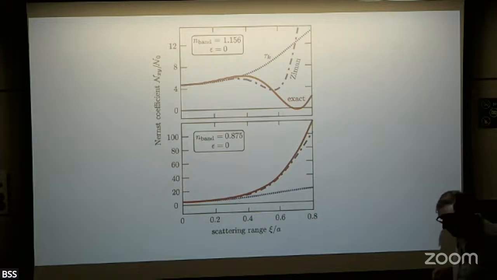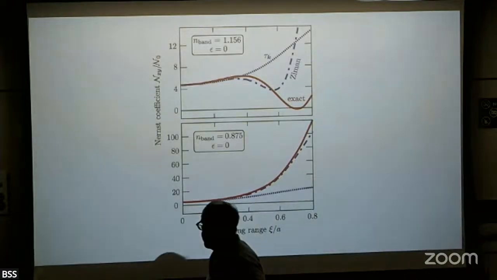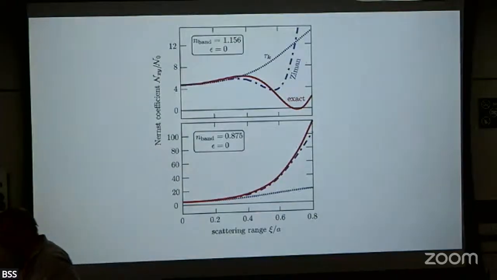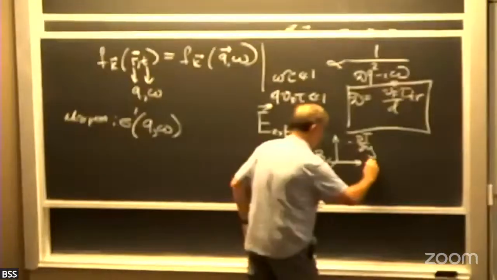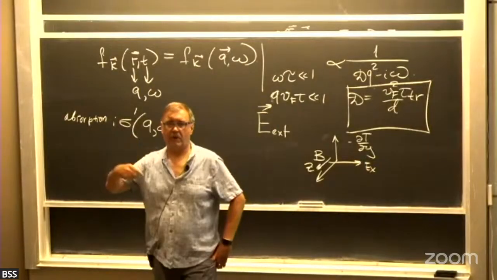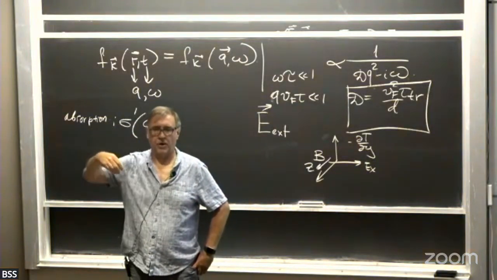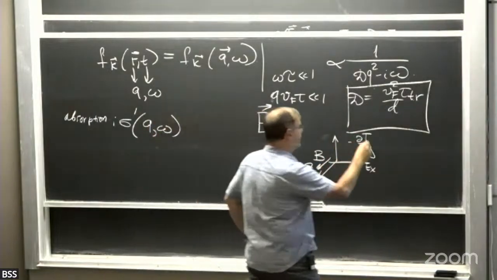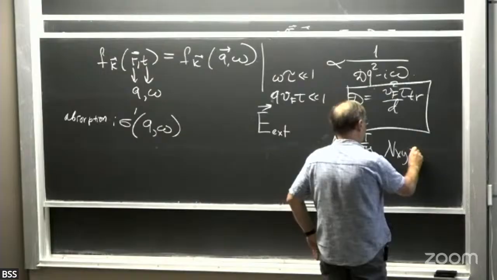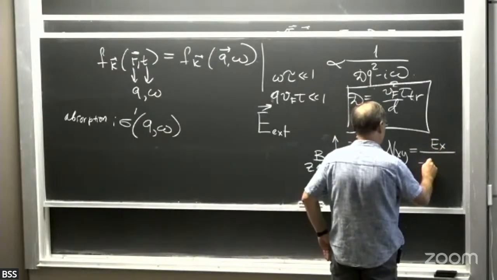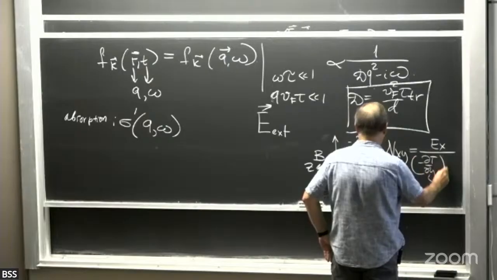Okay, so this is a comparison of a particular transport coefficient, which is called the Nernst coefficient. Nernst is something like this. You apply a temperature gradient in the y direction, in the presence of a magnetic field, which is along the z-axis, and you measure the electric field along the x-axis. So it's kind of a thermal power. It's the Hall effect for thermal power. And then the Nernst coefficient is the ratio of Ex over the temperature gradient over B.